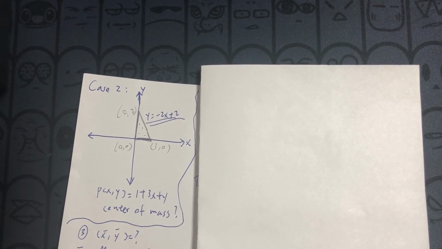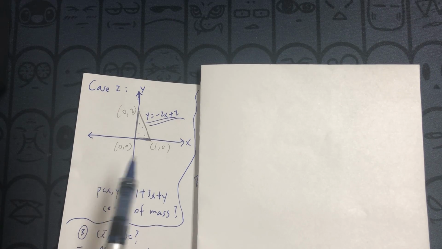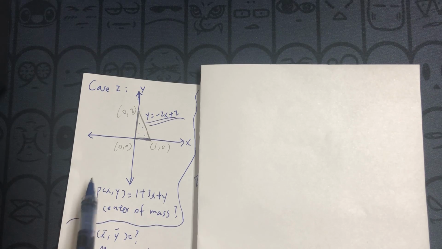Today I just want to talk about the Chapter 9 discussion about the center of mass. So let's say this is our graph for the triangle. There are three vertices: (0, 0), (1, 0), and (0, 2).